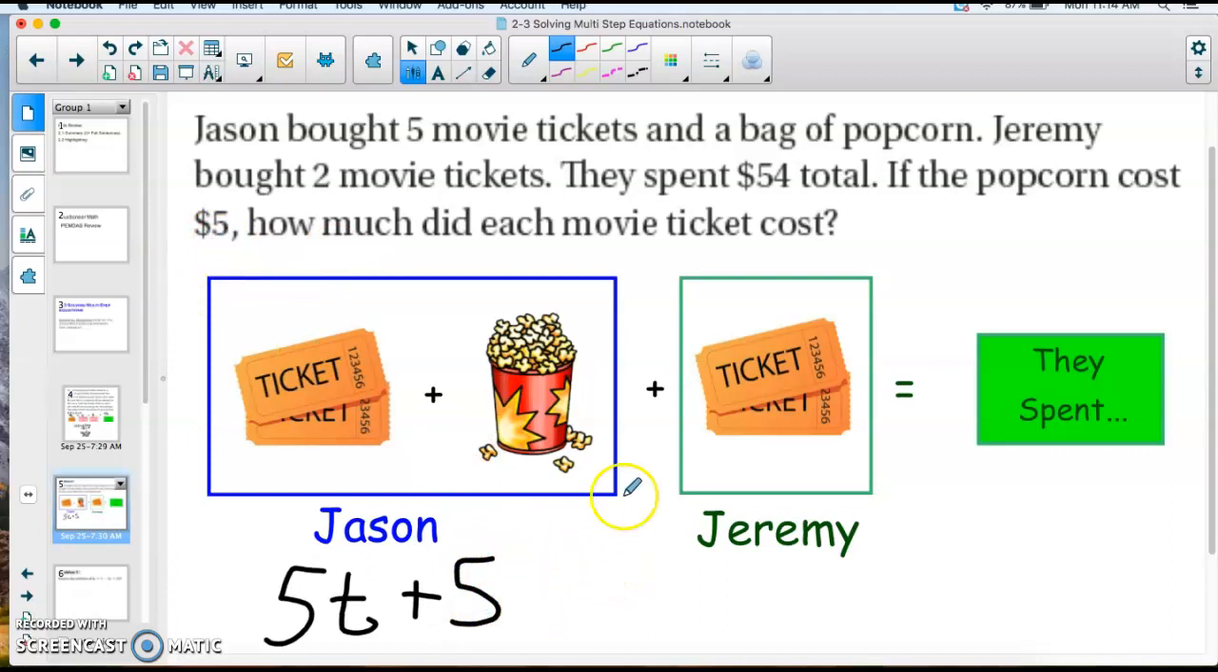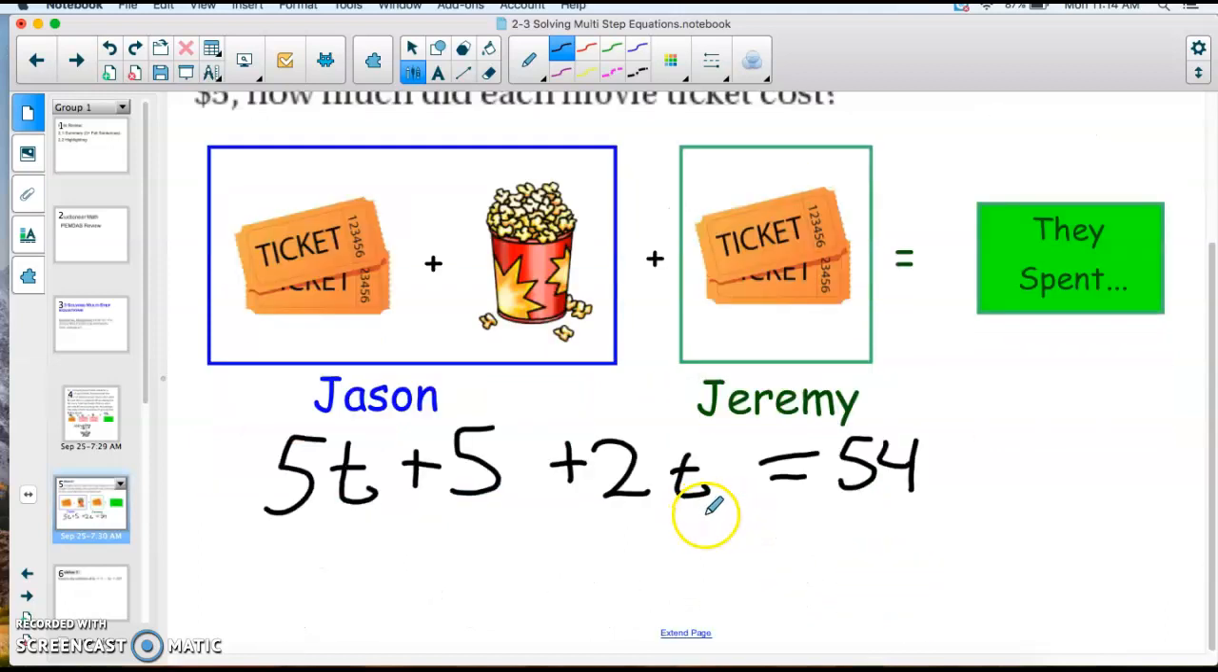And then Jeremy bought 2 movie tickets, and we don't know how much the movie tickets cost, so 2t. And they spent a total of $54. And so there we go. Now, similar to the last problem, we have 5 t's over here and 2 t's here, so let's combine them and make 7t plus 5 equals 54.